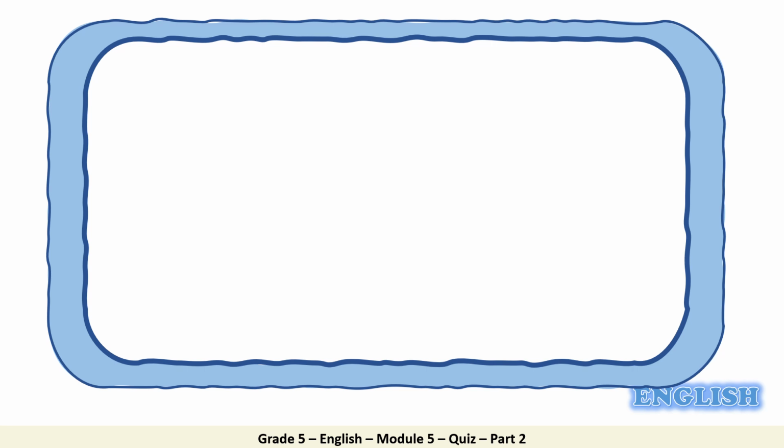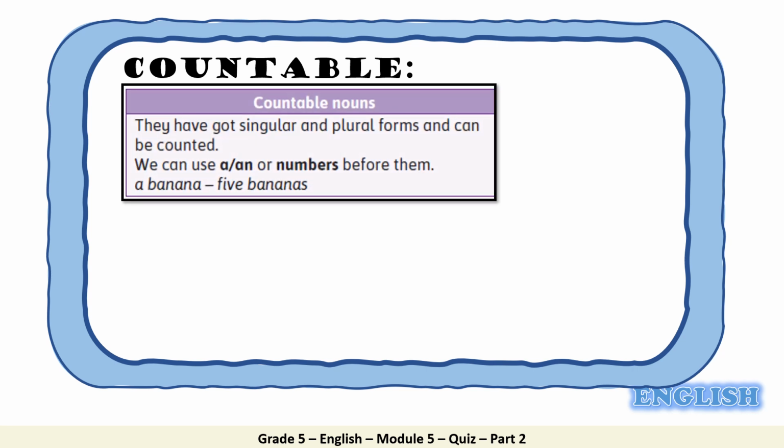To start our lesson, we need to recall two types of nouns. The first one is countable nouns. Do you remember what countable nouns are? Well, they are the nouns that have got singular and plural forms and can be counted. We can use a, an, or numbers before them. For example, I can say, I ate a banana. Or I can say, I ate 5 bananas. Banana is a countable noun.